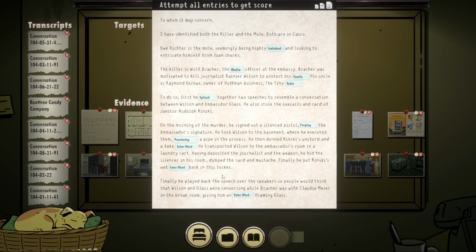He then donned Kinski's uniform and fake mustache. He transported Wilson to the ambassador's room in a laundry cart, having deposited the journalist and the weapon. He hid the silencer in his room, dumped the cart and mustache. Finally, he put Kinski's wet uniform back in his locker. Finally, he played back the speech over the speakers so people would think Wilson and Glass were conversing while Brocker was with Claudia Mir in the break room giving him an alibi.